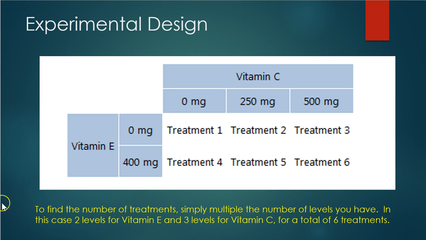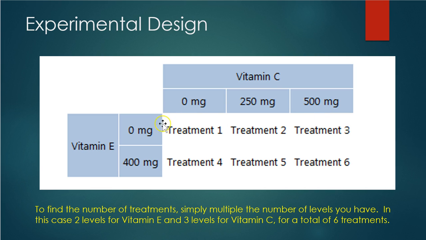Here, our independent variables are the factors, right? Here it's vitamin E and vitamin C that are the factors that we have. And then each factor has different levels. Vitamin E has two levels. Vitamin C has three levels: 0, 250, and 500. Each factor has two or more levels. Combinations of the factor levels are called the treatments.